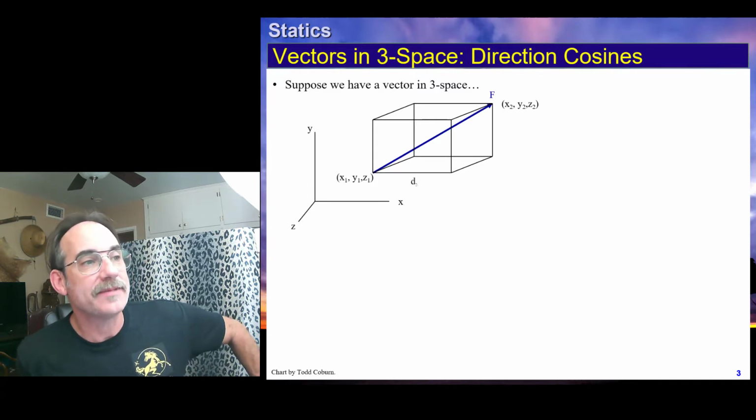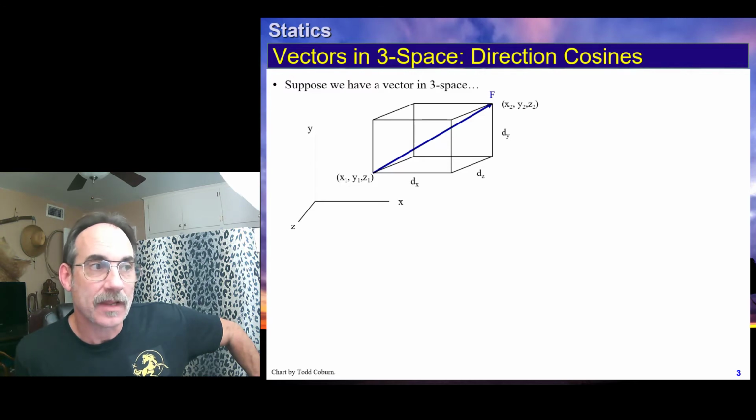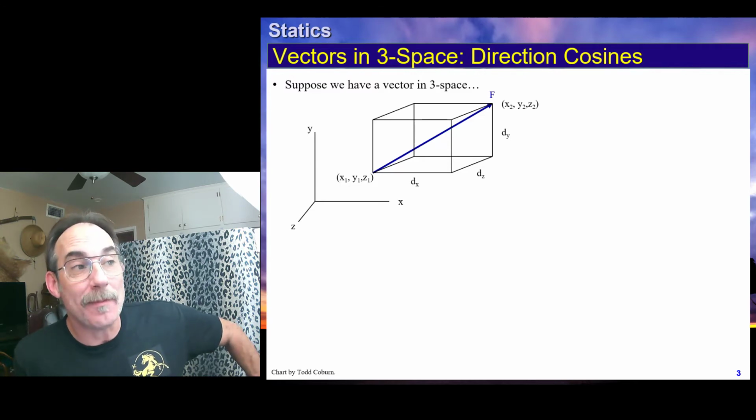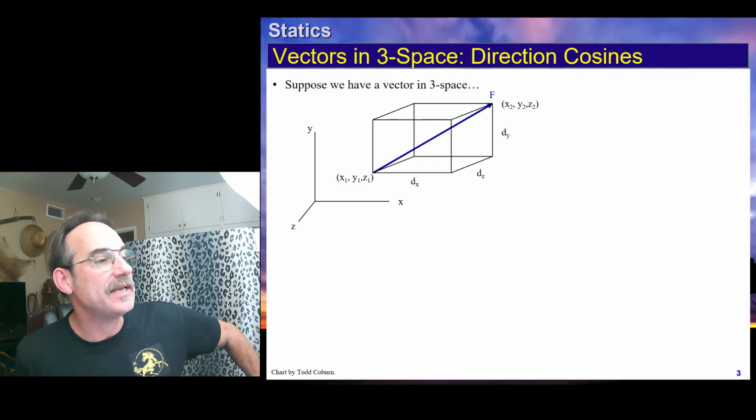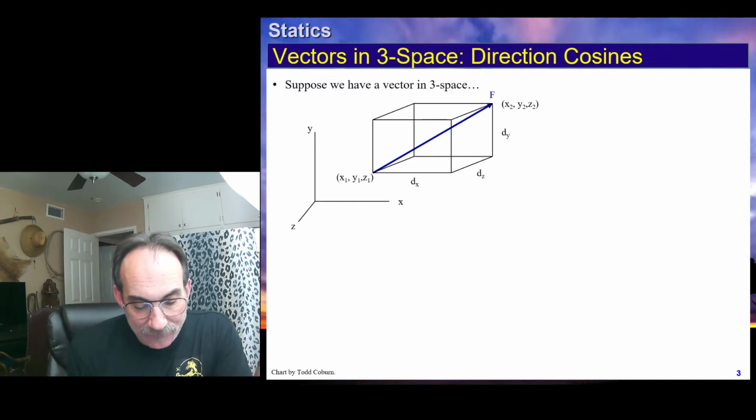The way we're going to do this is we're going to use the distances between these 2 endpoints, which means we're going to take x2 minus x1, and that's going to give us dx, or the change of position along the x. We're going to take y2 minus y1, and that gives us dy, and we're going to take z2 minus z1, and that's going to give us dz. Now you'll notice something here. You'll notice that while these are three scalars, they actually have direction.